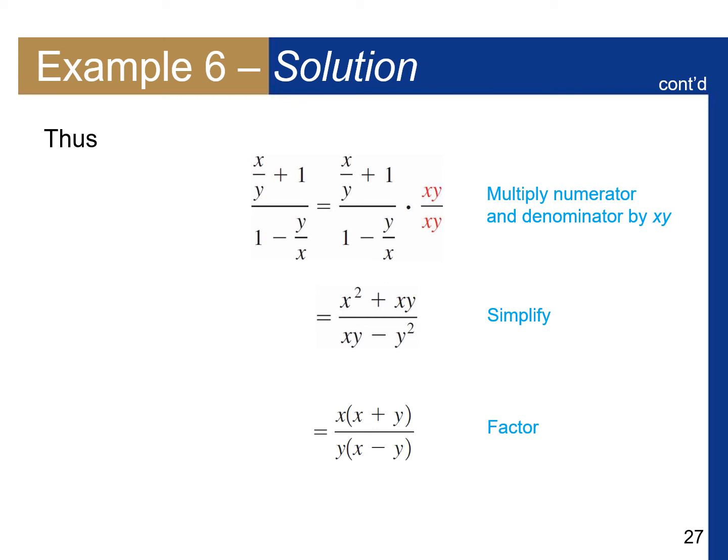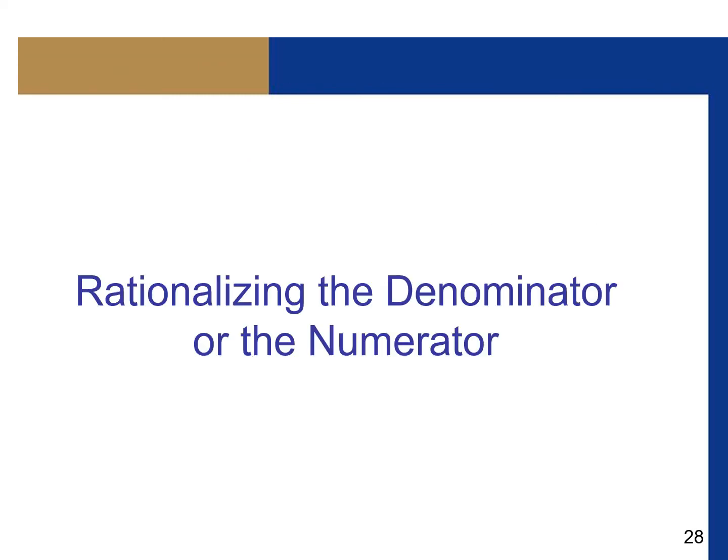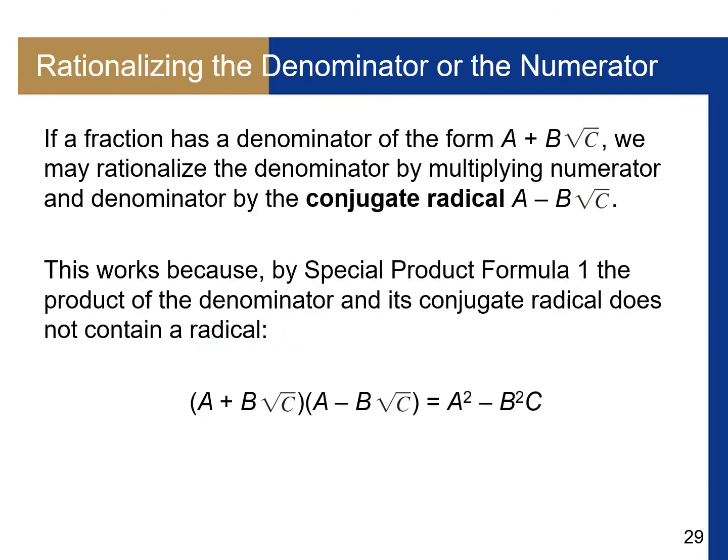Here we factor in the end. Rationalizing the denominator or the numerator. If we have a radical, a square root, or sometimes even another root, cube root, fourth root, fifth root, and we have it in the numerator or denominator, we may want to get rid of that. So we do that by using what's called its conjugate.